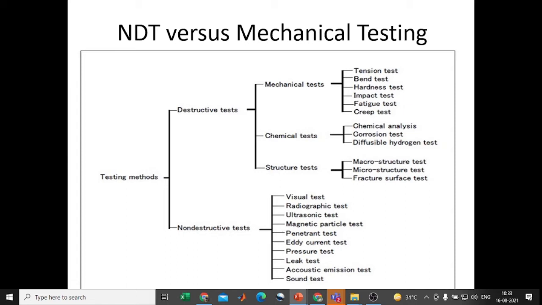After that, the corrosion test. The corrosion test is used to identify the material's oxidation properties. We can immerse the workpiece material in a hydrochloric acid solution, and in that we may examine the corrosion properties. After that, the diffusible hydrogen test. Hydrogen inclusion inside the material may affect the workpiece property during the application, so hydrogen incorporation inside the workpiece material may develop cracks. These kinds of cracks, or hot cracks, can be avoided with the diffusible hydrogen test.